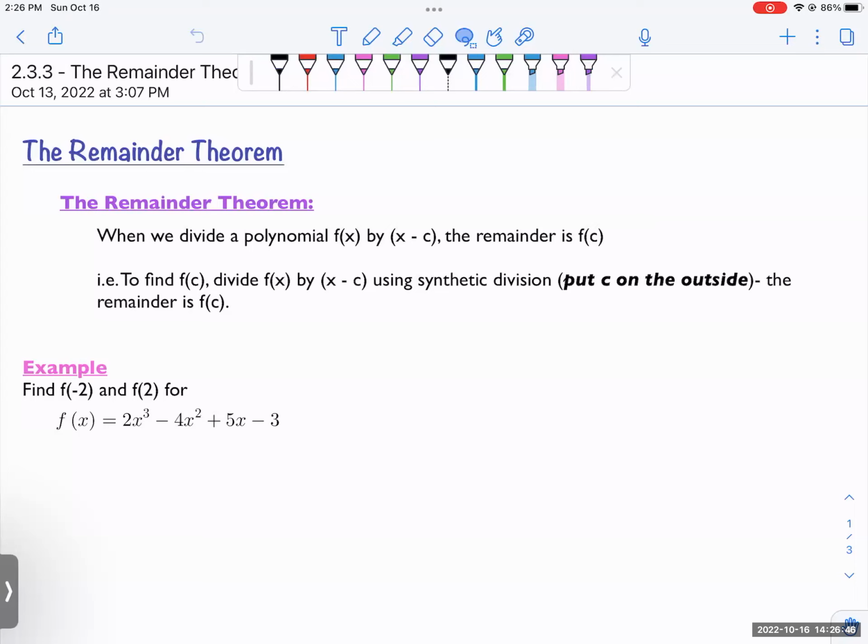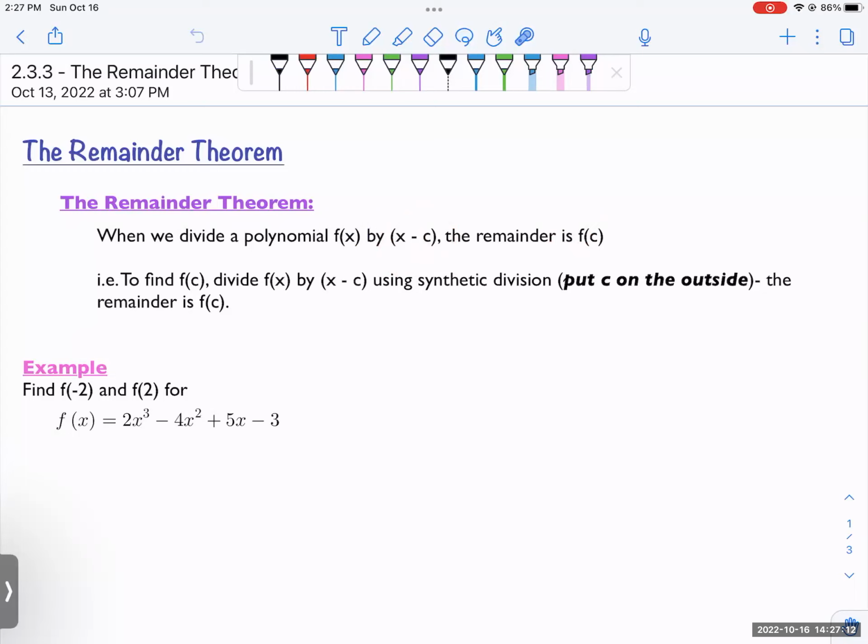Welcome back to the people who followed instructions and watched that video, or who watched it in order to begin with. Let's talk about the remainder theorem. The remainder theorem is this silly little theorem that just happens to work and make life easier in certain scenarios. So here's what the remainder theorem says. It says if you divide a polynomial by x minus c, the remainder is f of c.